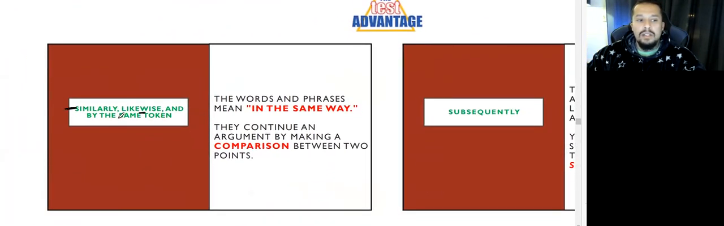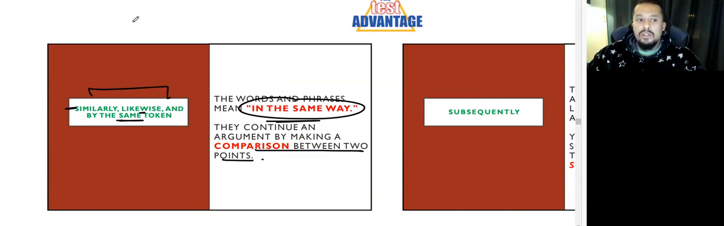Similarly, likewise, by the same token, they all mean in the same way. They continue an argument by making comparison between 2 points. So for example, you're saying A is equal to B whenever you use any of these three.